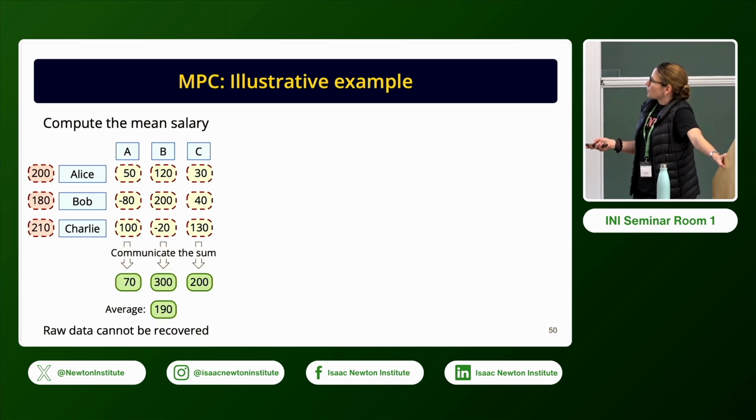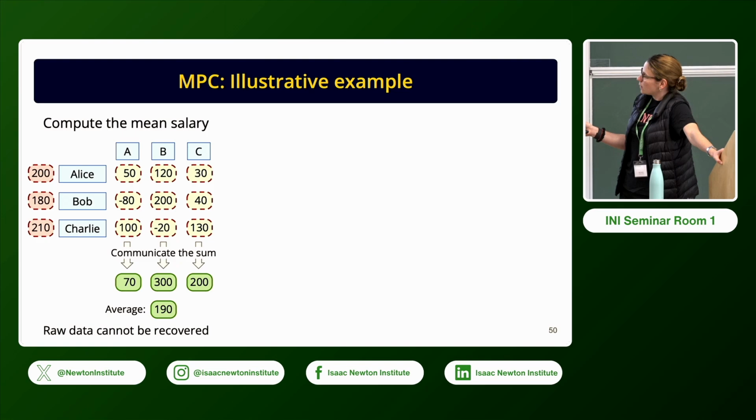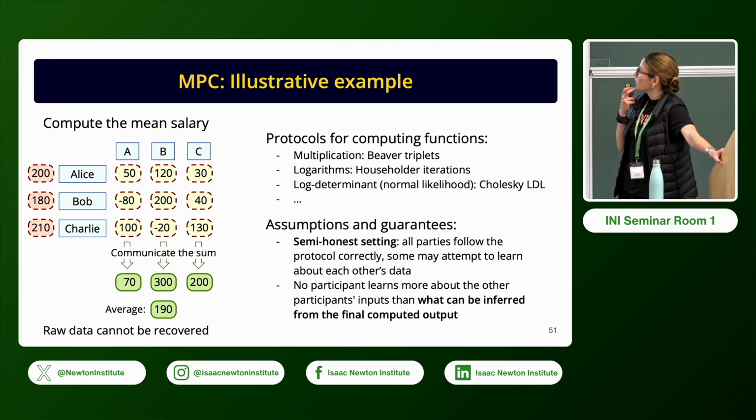Each of them splits their number and then communicates the pieces. So Alice is communicating 120 to Bob and 30 to Charlie. Then each person has three of those numbers, and they can communicate the sum and then take the average of the sum. Nobody can reverse engineer what the salaries of the other people are. This relies on the fact that if you sum like this and then average, or you sum like this and then average, you get the same thing. And the raw data cannot be recovered.